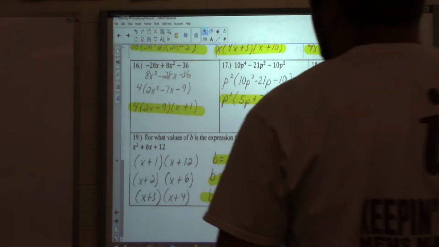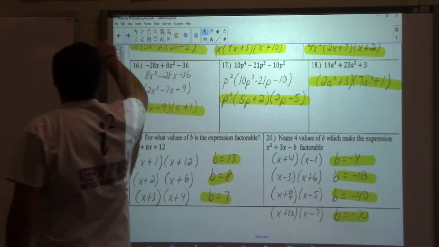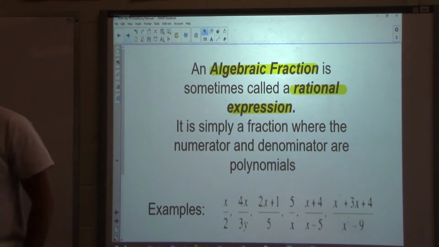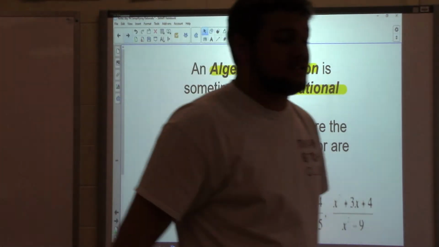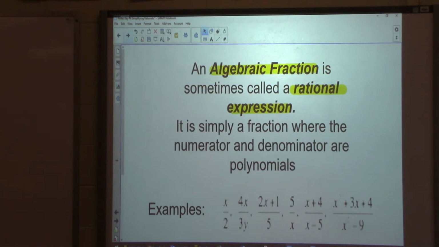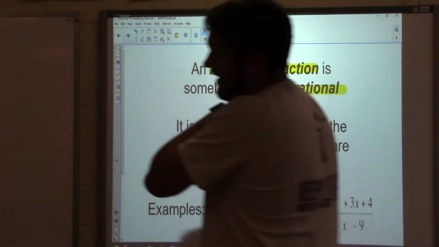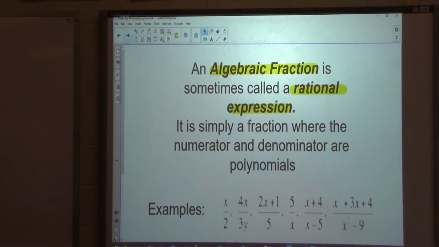Alright, so today, our lesson. Guys, today is a super important lesson. We're going to talk about basically the basics of our whole unit. We're talking about factoring and simplifying expressions. This is a day where a lot of kids end up getting lost or they find it really tough.